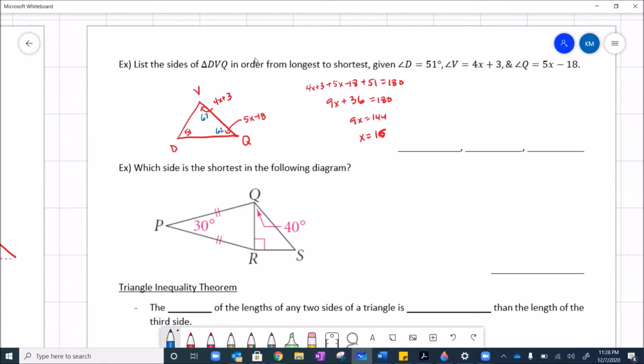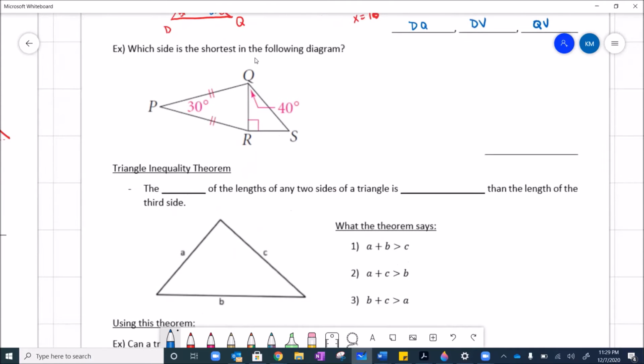And so now, going from longest to shortest, our largest angle is angle B. So it must open to the widest side, and that's DQ. Next widest, our largest angle is 62, so DB. And then last, QB.